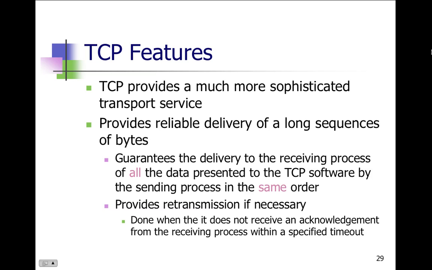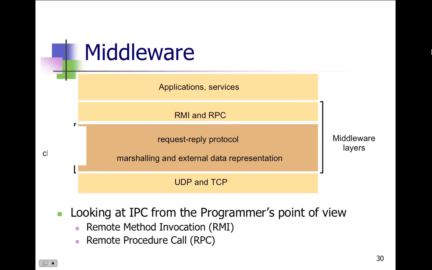It provides transmission, and retransmission if necessary. Send it again if it wasn't done correctly. That's done when it does not receive an acknowledgement after the receiving process within a specific timeout period. It never receives it, so instead it sends a message back and says, hey, I didn't get it. Can you send it again? The ball never arrived. Can you send me another ball?